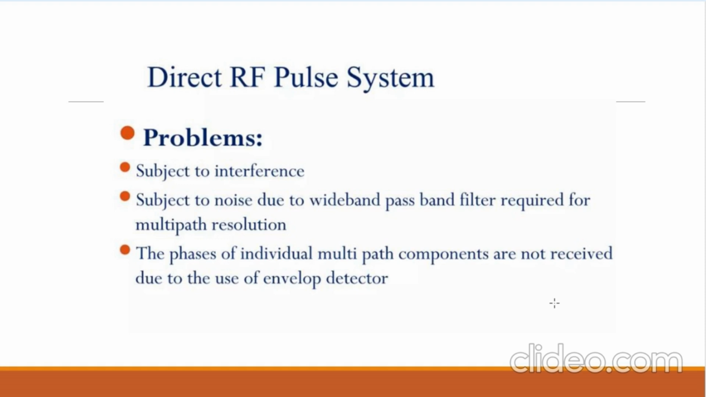Again, since an envelope detector is used, the phases of the individual components are not received because of the use of the envelope detector. So if I replace this envelope detector by some other detector, then we are able to obtain the phases also. These are the general challenges in the direct RF pulse system.